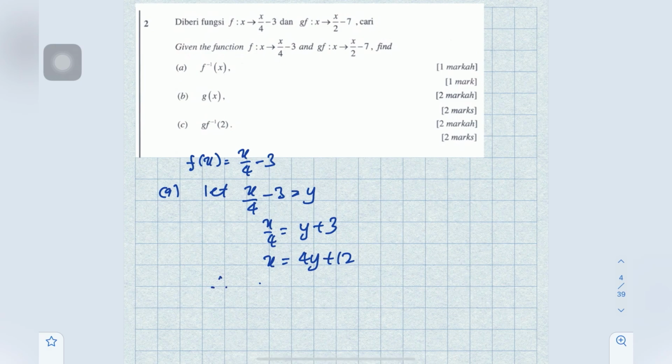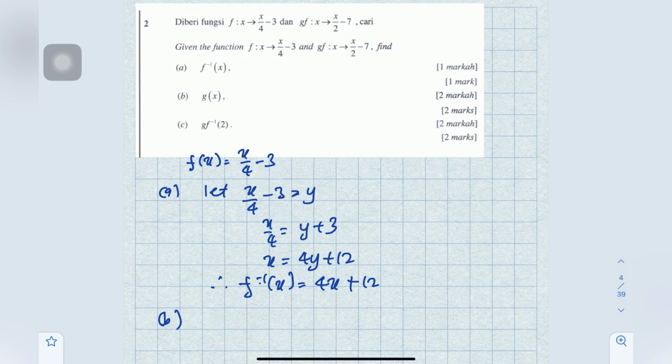Okay, so therefore ni lah kita punya f inverse equals 4. Kita substitute sebab f inverse x. So kita jadikan y to x. So 4x plus 12. Okay, done. B, dia nak suruh cari g(x).